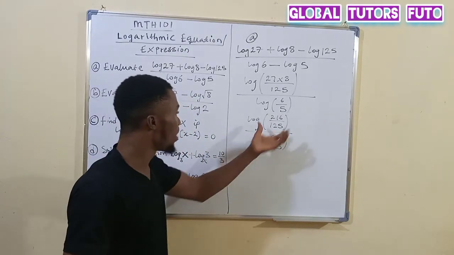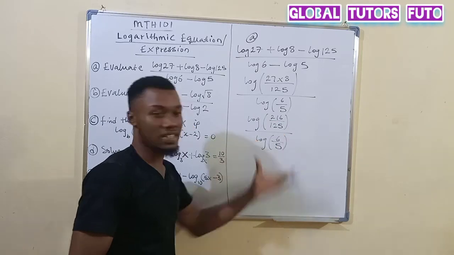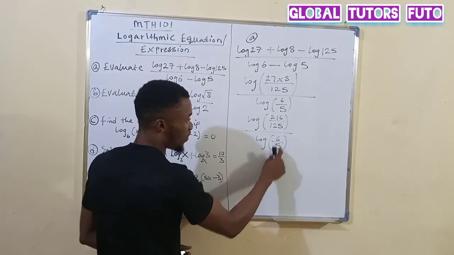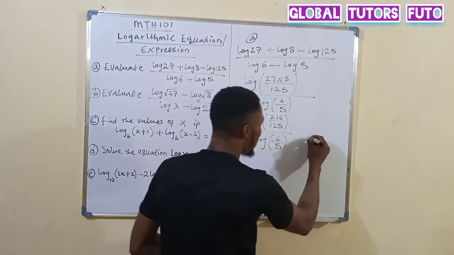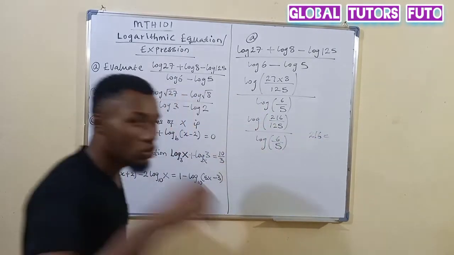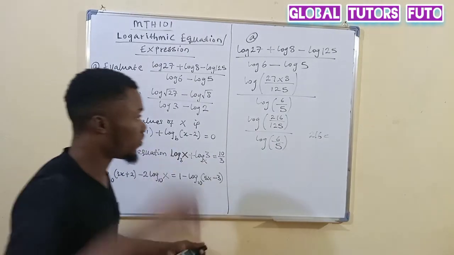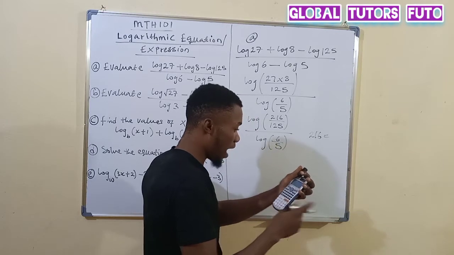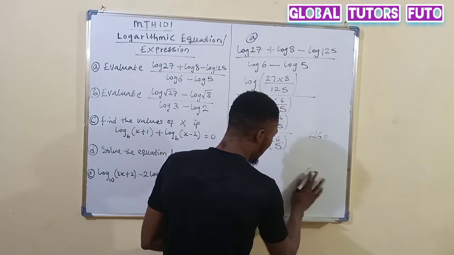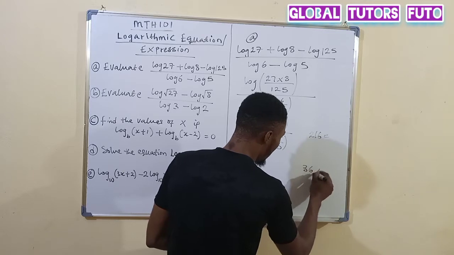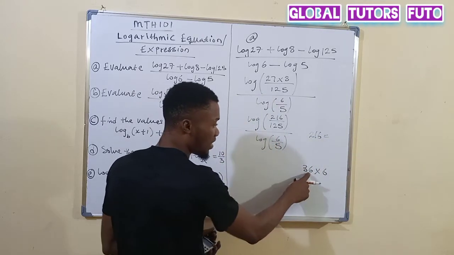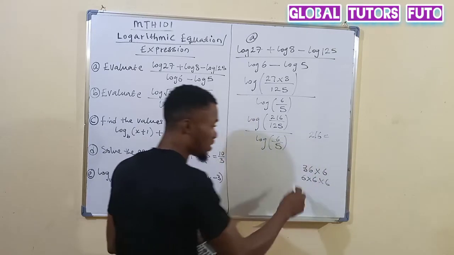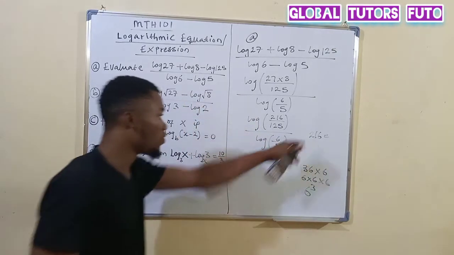So I'll ask myself a question: is it possible to make this look exactly like this? Can I get 6 out of 216? And can I get 5 out of 125? So how many 6 are in 216? That is the question I'll ask myself. I will do 216 divided by 6, and I got 36. So 36 times 6 will give me 216. Can 6 go into 36? Yes, 6 times 6 is 36, times 6 is 216. That is 6 raised to the power 3 gives me 216.